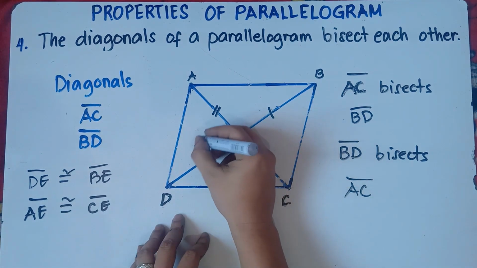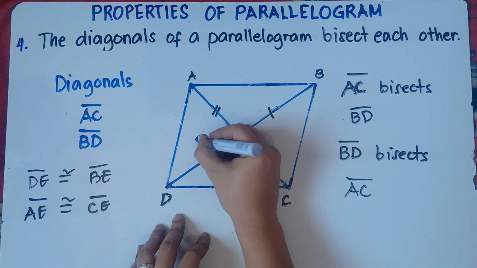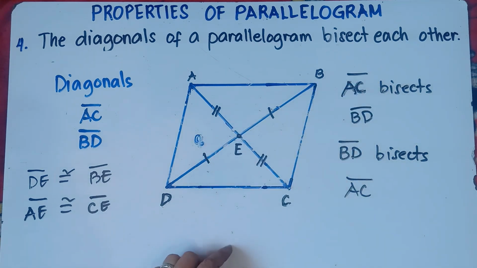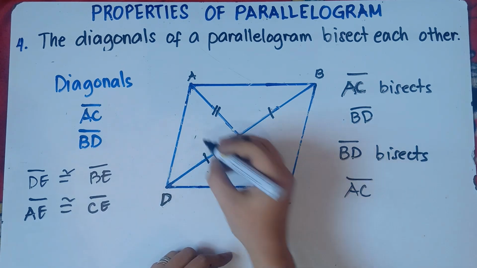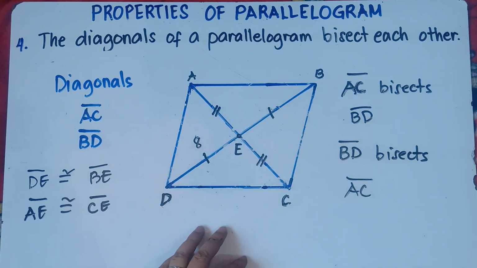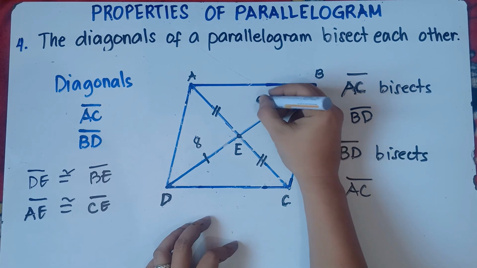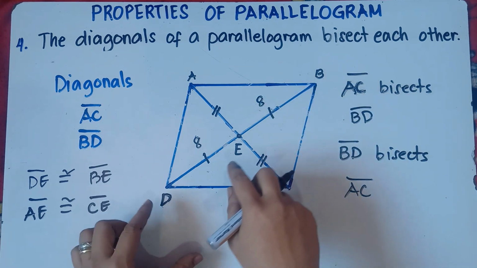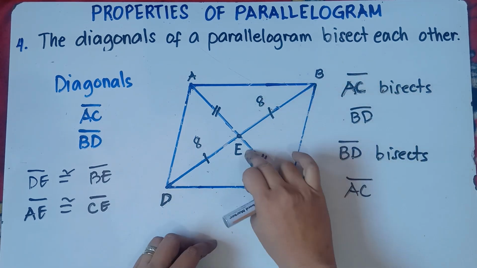If DE is 8, what would be the measure, class, of BE? That's correct. It should always be 8. Why is that, sir? Because DE is equivalent to BE.